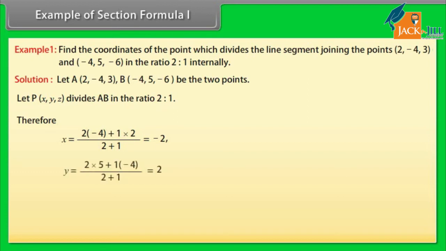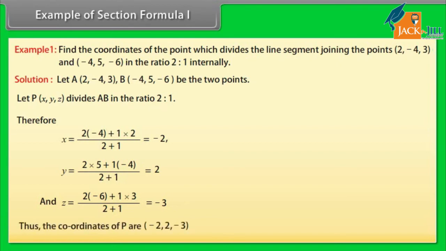y is equal to (2 into 5 plus 1 into -4) divided by (2 plus 1), which is equal to 2, and z is equal to (2 into -6 plus 1 into 3) divided by (2 plus 1), which is equal to -3. Thus, the coordinates of P are (-2, 2, -3).